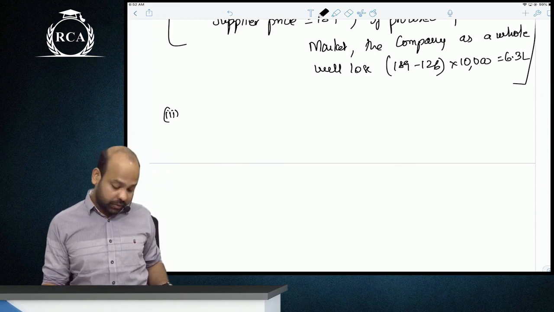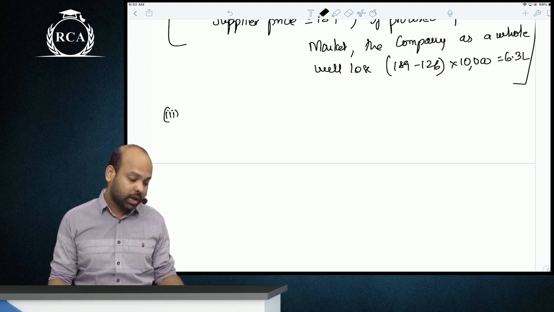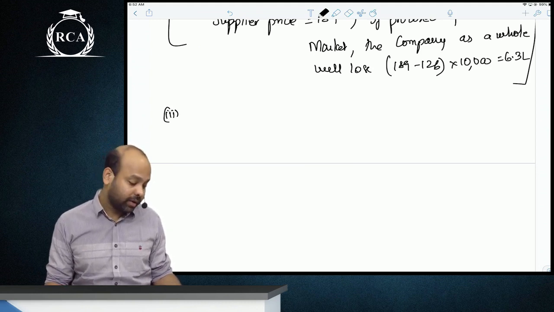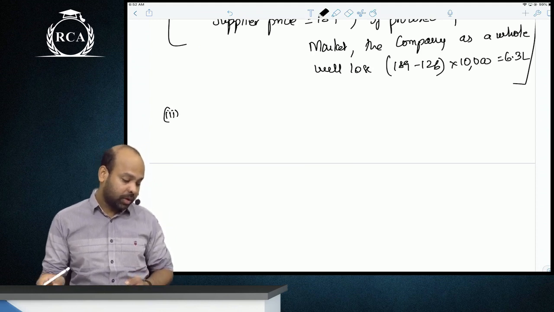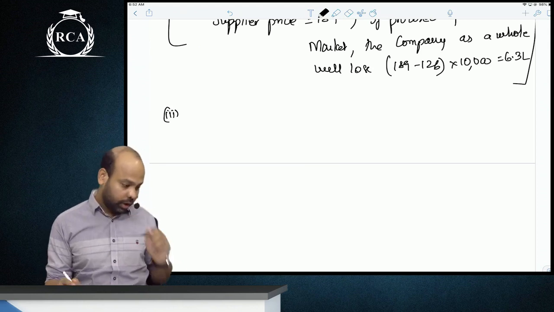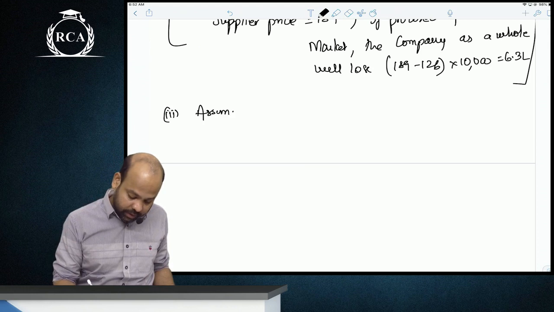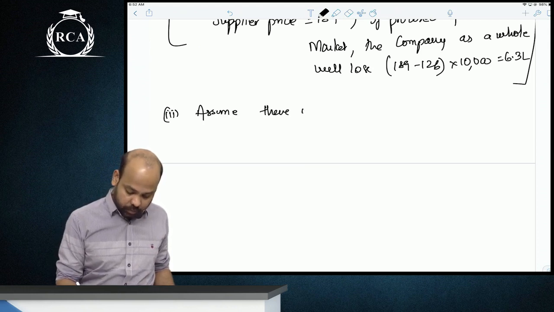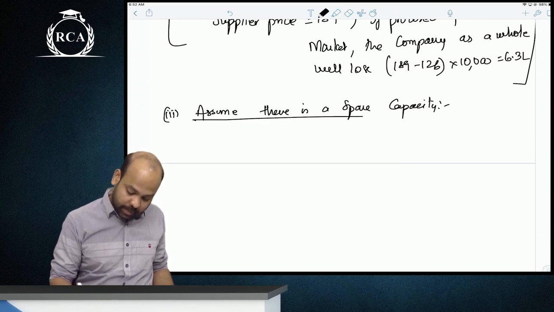Assuming that the pulp division is currently selling only 60,000. If the outside supplier of the carton division reduces the price to 177, will the pulp division meet this price? If the pulp division does not meet the price of 177 rupees, what will be the effect on profits as a whole? So here, for the third bit, you will have to assume that there is spare capacity. Assume there is spare capacity.